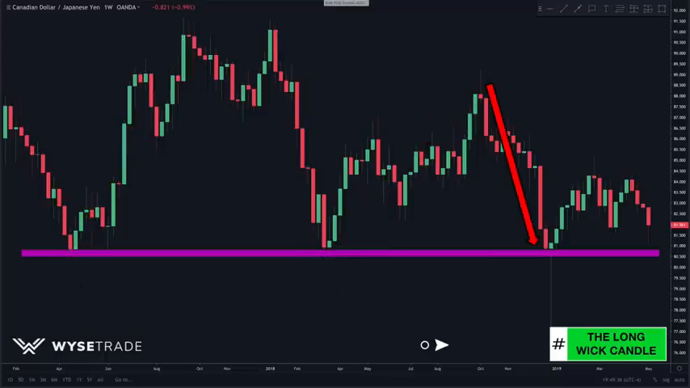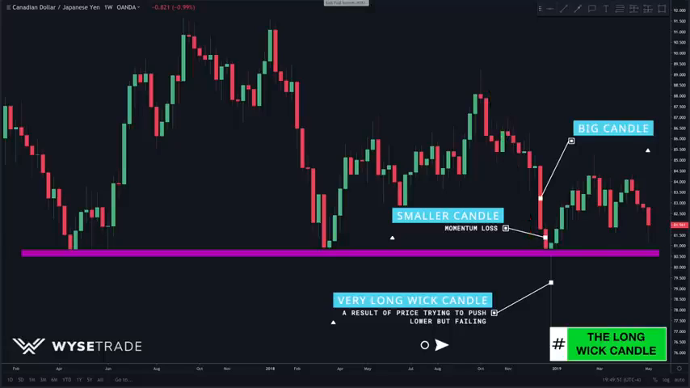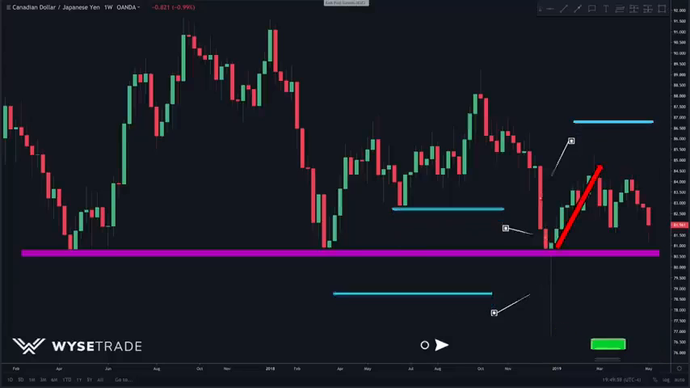Then, as price came back down to this level, we were looking for some form of price action at the level. First, we had momentum loss through shrinking candles with a big candle, a smaller candle, and then finally you had this green candle form that is a very long wick candle, which shows that price tried to push lower but failed, which caused the very long wick candle close and then a bounce upwards. Now, moving on.